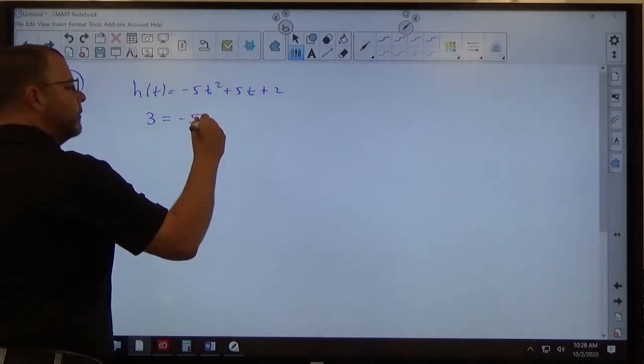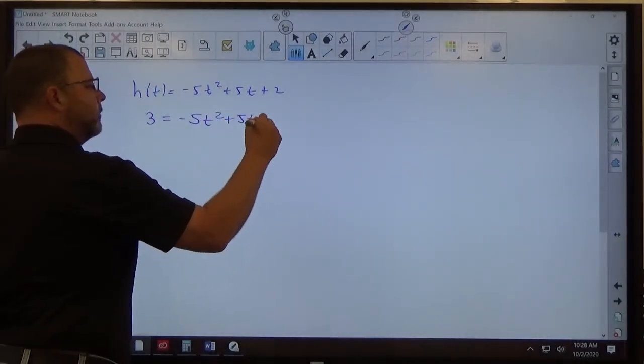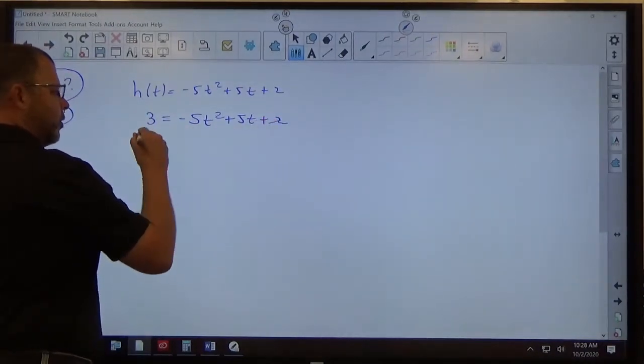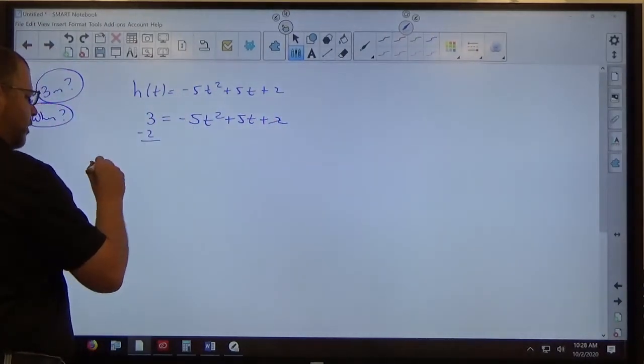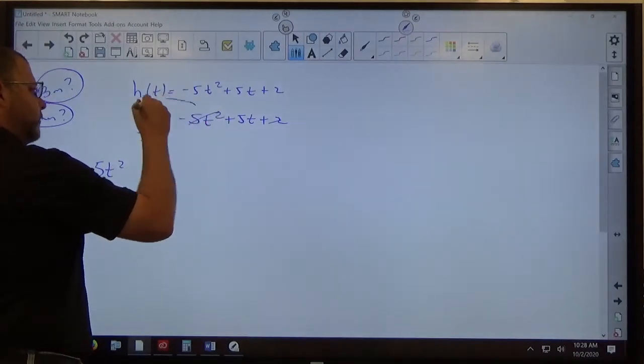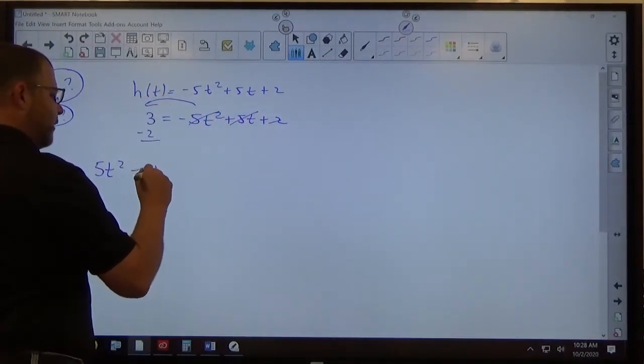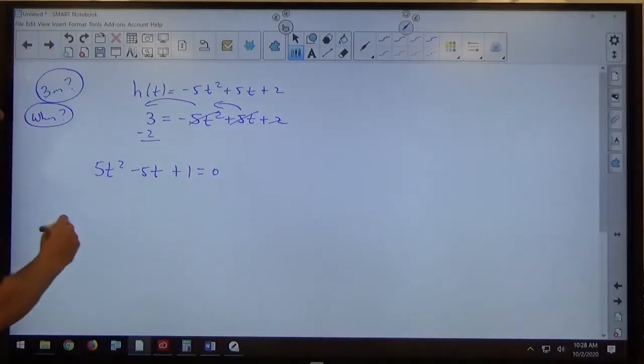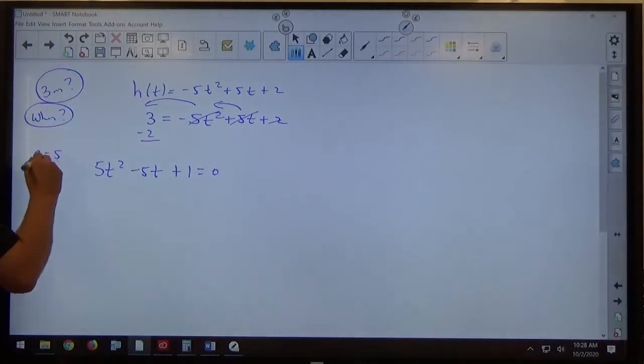Okay, so first of all, for the possibility of 3 meters happening, I'm going to change h of t to 3 meters. I'm going to move everything left. So again, this minus 2 comes over here, right? So I'm going to get positive 5t squared, negative 5t, and plus 1 equals 0. A is equal to 5, B is equal to negative 5, and C is equal to 1.